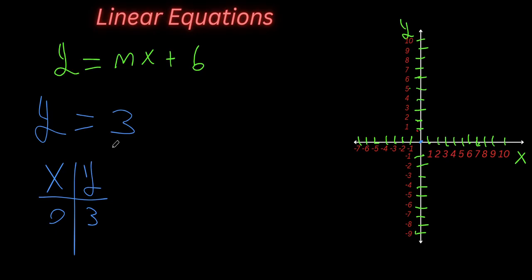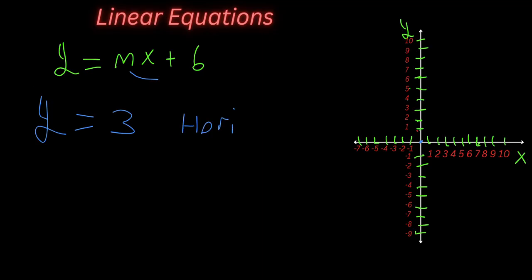So we're given the y-intercept. But you'll notice that we're not given anything else. We're not given a slope, and we're not given an x value. So what does this mean for us? What's the final verdict? The final verdict is that it's a horizontal line.